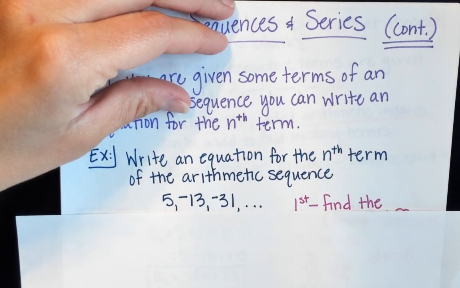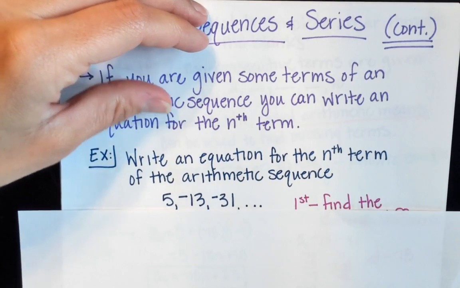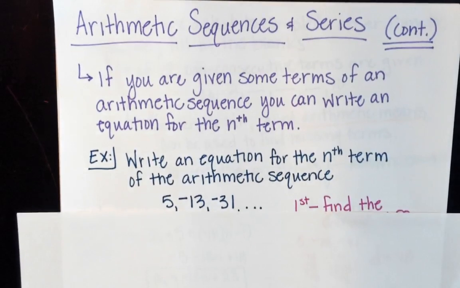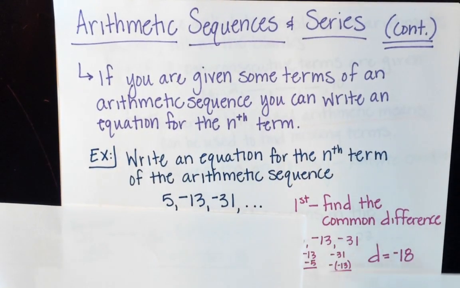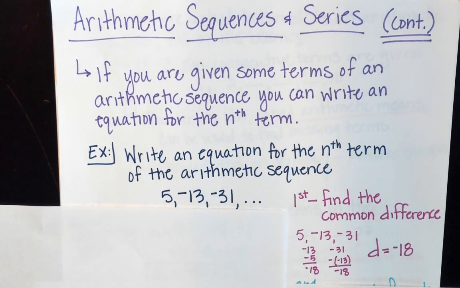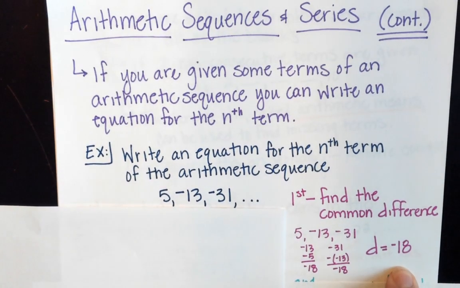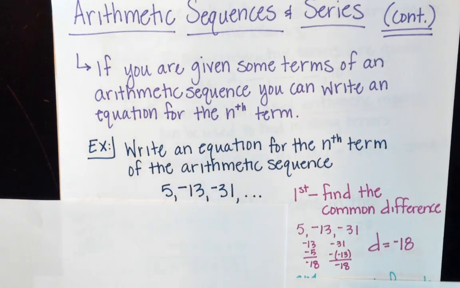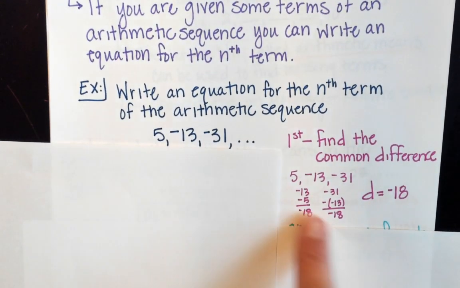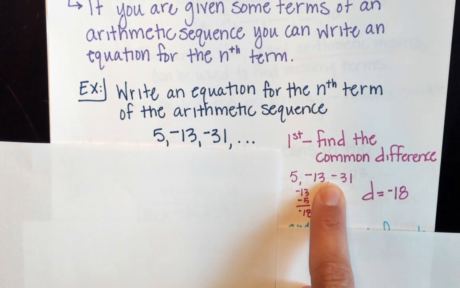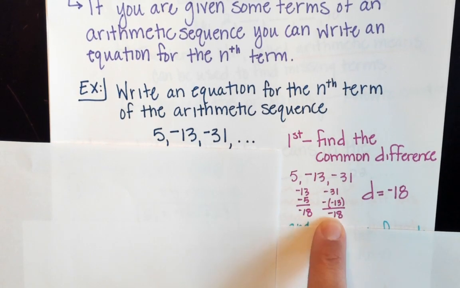The first thing that we want to do is find our common difference. That's what you see over here, and all of this was just me trying to find our common difference. However you choose to do that, if you see it, that's fine. Most of you, just looking at this, probably already knew the common difference was negative 18. If not, you can take the second term minus the previous, next term minus the previous, and find what that common difference is.